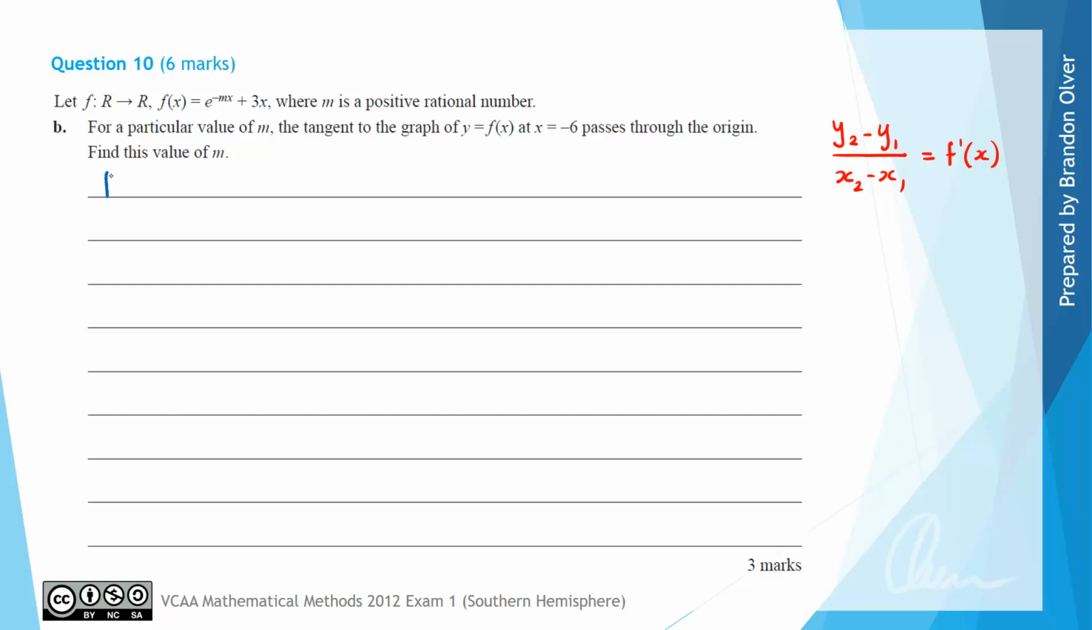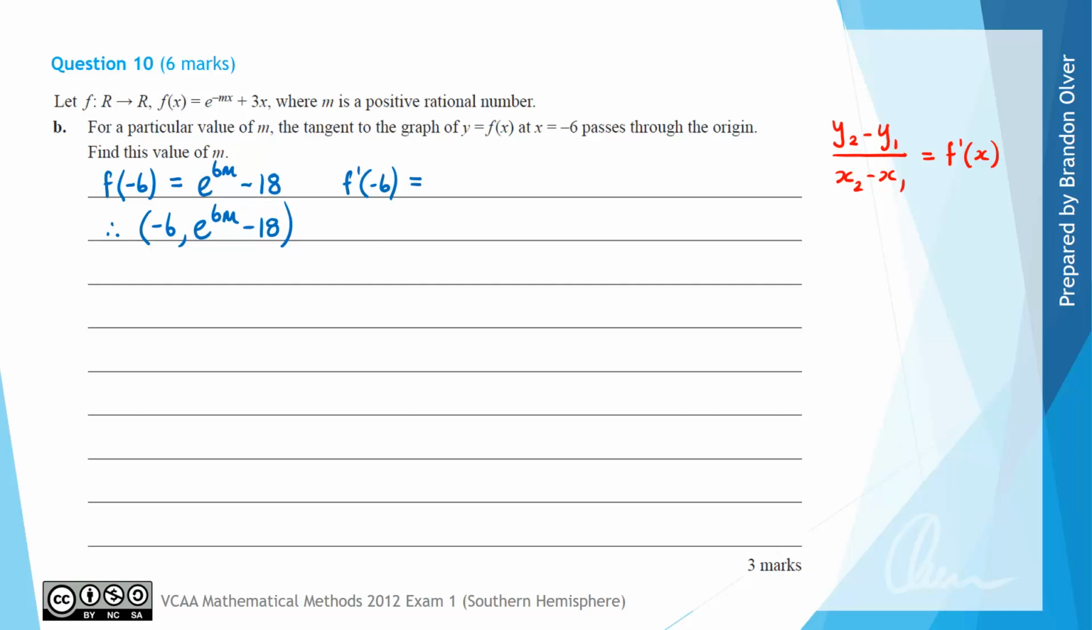So firstly, we're going to find the function's value when x is negative 6. So plugging that into the rule, we get e to the power of negative m times negative 6, which is going to be e to the power of positive 6m. And then we have plus 3 times negative 6 gives negative 18. So therefore, we know the point where the tangent is going to be negative 6 comma e to the power of 6m minus 18. And next we're going to calculate the derivative's value when x is negative 6.